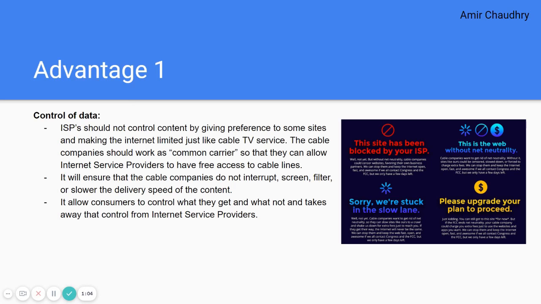Internet service providers should not control content by giving preference to some sites or businesses and making the internet limited, just like our cable TV services. People in favor of net neutrality suggest that the cable companies should work as common carriers so they can allow internet service providers to have free access to cable lines. It will ensure that the cable companies or internet service providers do not interrupt, screen, filter, or slow the delivery speed of the content. It will also give consumers more control over what they get and what not, and takes away that control from internet service providers.